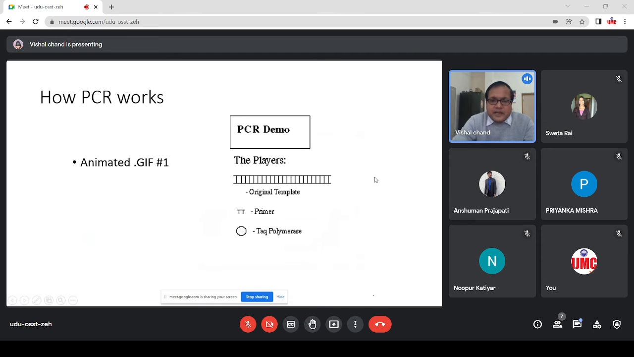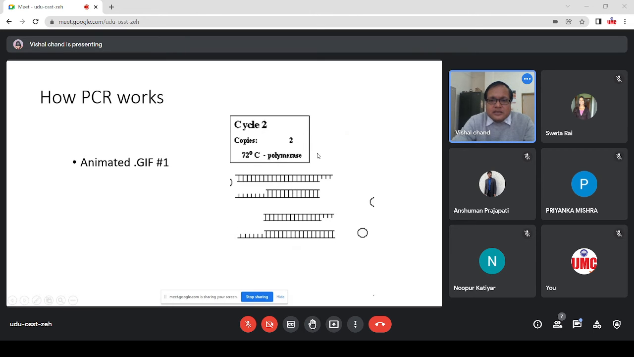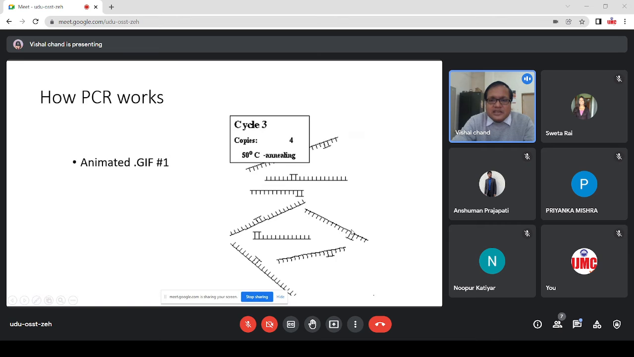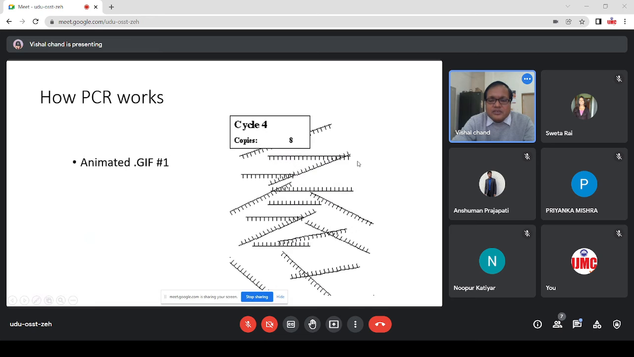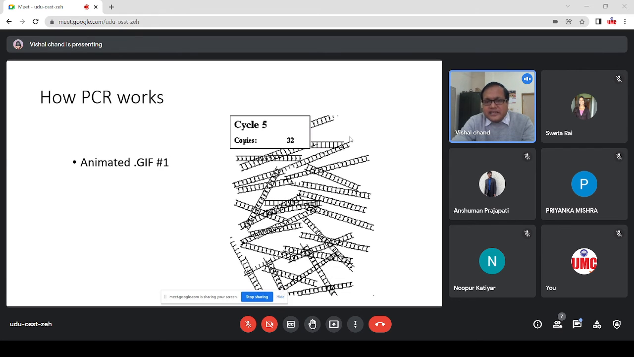So this is the original template. What are the components? Primer is required. Now you can see that separation of the strands occurs. Primers bind to the single strand part. Further on, the enzyme binds and the reaction is completed. So you can see that different cycles occur. This is cycle 2, where a similar process goes on. Cycle 3, further strands are separated. Now the attachment, then polymerization, and finally more strands are formed. Now the copies are multiplied and multiplied in each and every cycle.